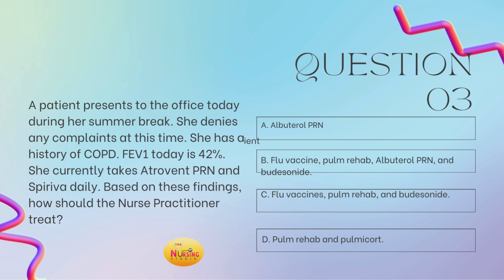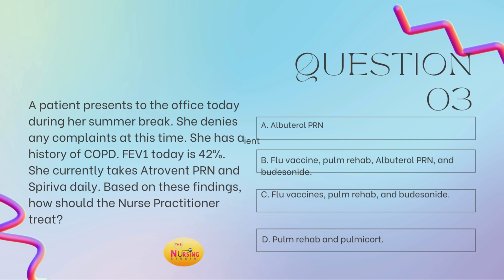In the stage 2 moderate stage, it's anywhere from 50 to 80%. In the stage 3, the severe stage, it's anywhere from 30 to 50%. And then the stage 4, the very severe stage, is less than 30%. So here, 42% falls in between 50 and 30. So we know that's stage 3 of the severe stage of COPD GOLD stages.